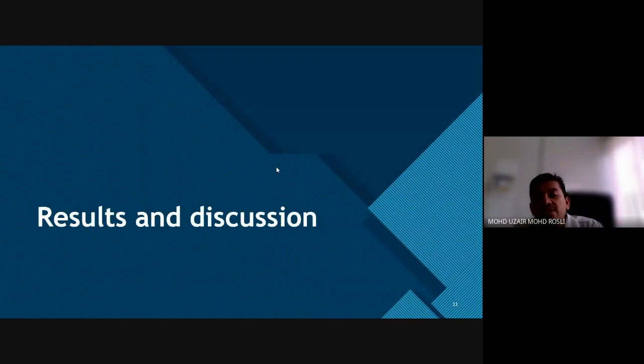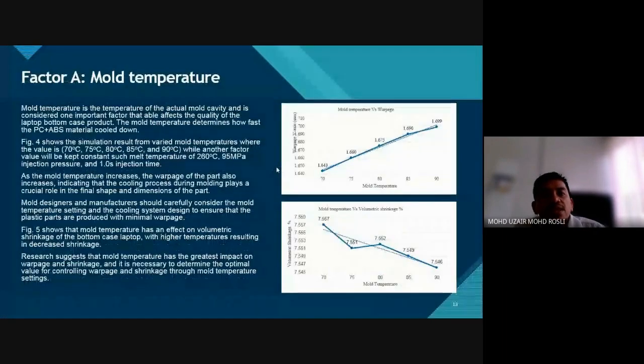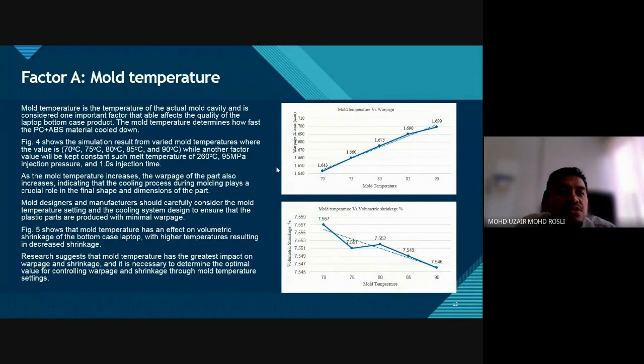Okay, for result and discussion, factor A, mold temperature. Mold temperature is the temperature of the actual mold cavity and is considered one important factor that affects the quality of the product. Figure 4 shows the simulation result.